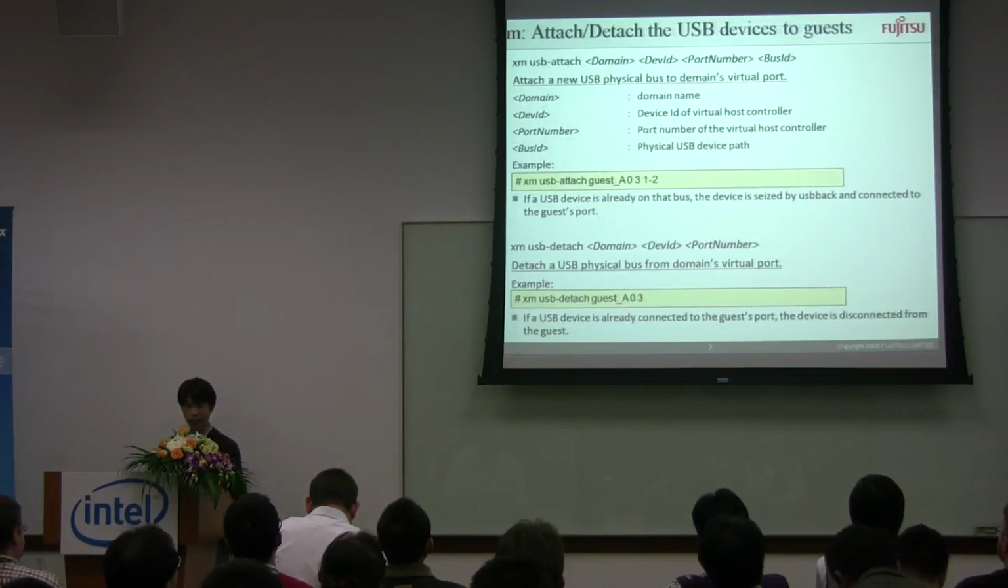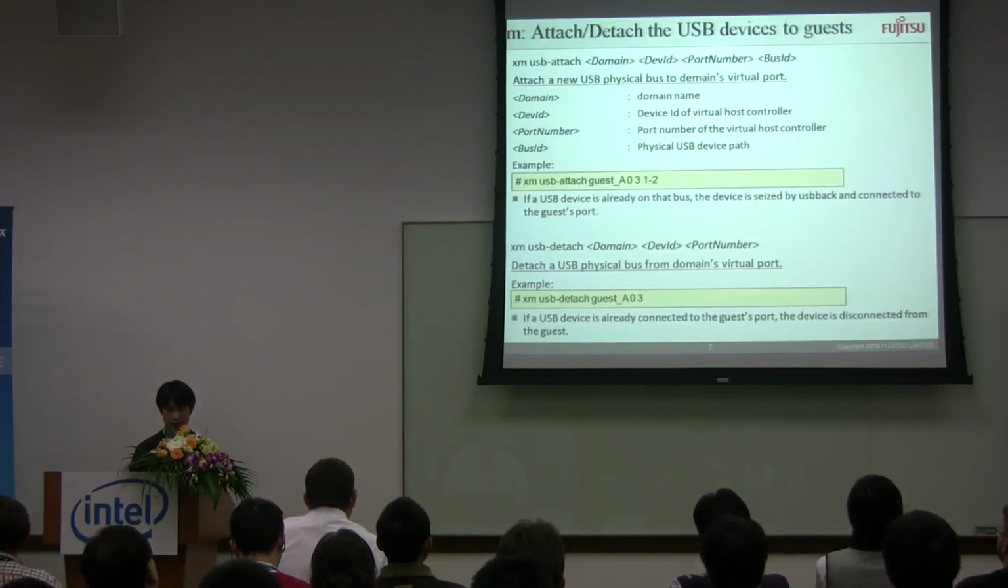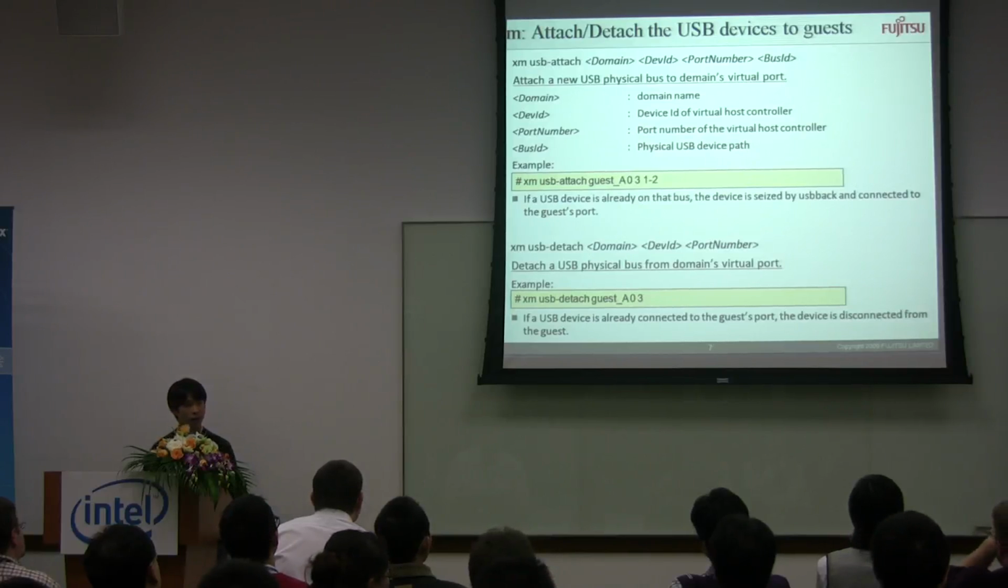Next is attaching and detaching. xm usb-attach and xm usb-detach are used for both virtual hot plug and real hot plug. You need to specify the domain name, device ID, port number, and the physical USB device path that is already connected or will be connected. The physical USB device path is quite a complex thing. It's a combination of bus number and port number. This complexity comes from the USB spec and the Linux kernel themselves, and not PVUSB. But however, we solve it.